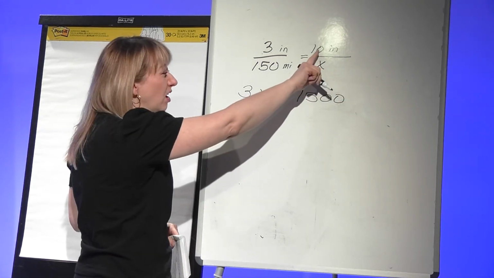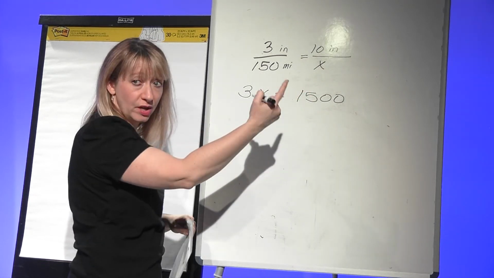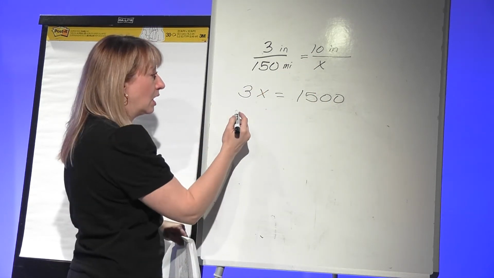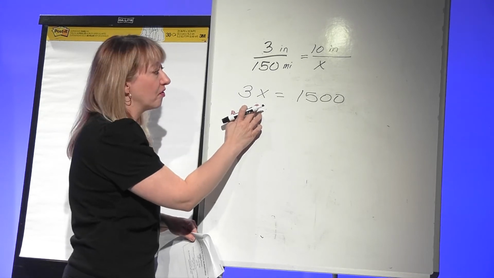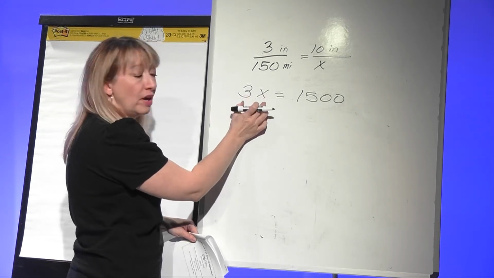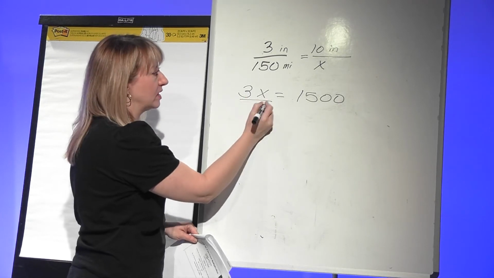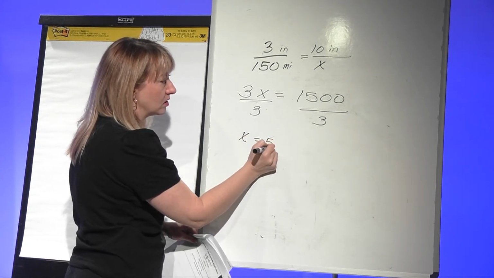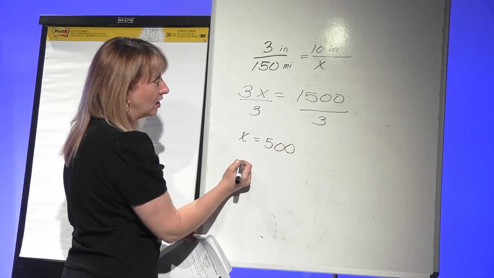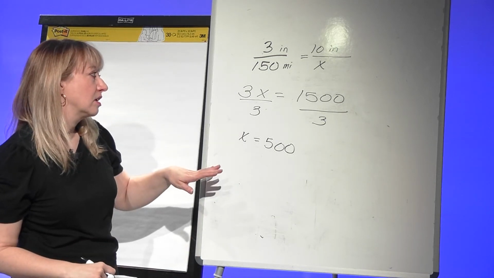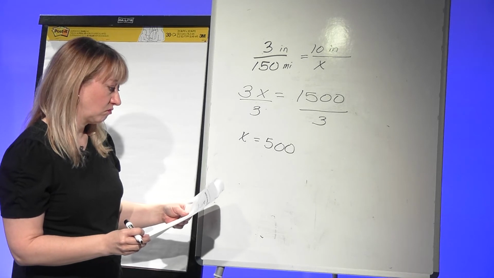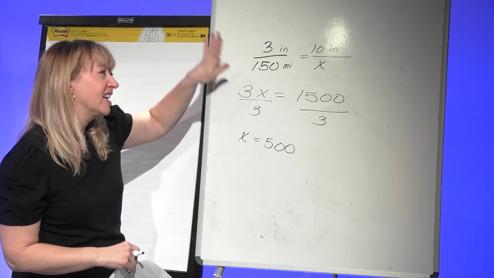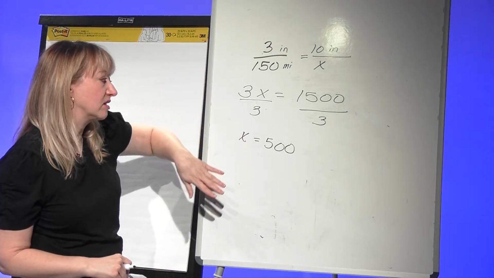Remember, when you multiply by 10, all you have to do is add a 0. So that's another trick you can use. If you're multiplying by 10, just add a 0 to this number. So that becomes 1,500. Remember, to get the x by itself, I have to divide by 3. Right now they're being multiplied. I want to do the opposite. So I want to divide both sides by 3. And x equals 500. So if 3 inches equals 150 miles, 10 inches equals 500 miles.